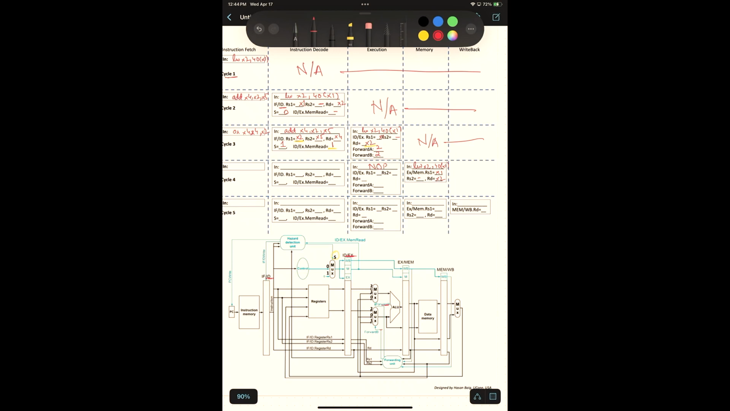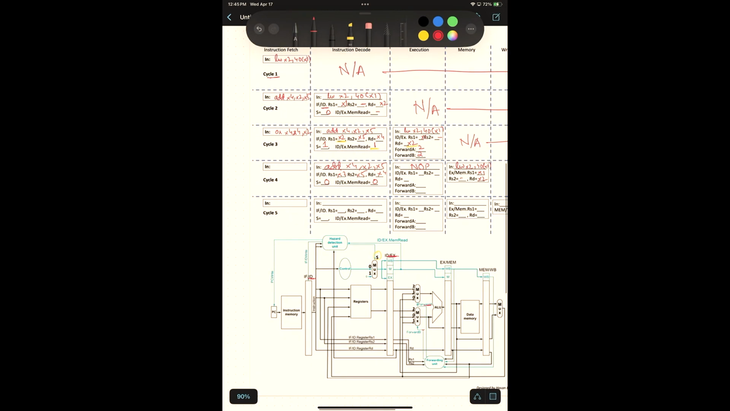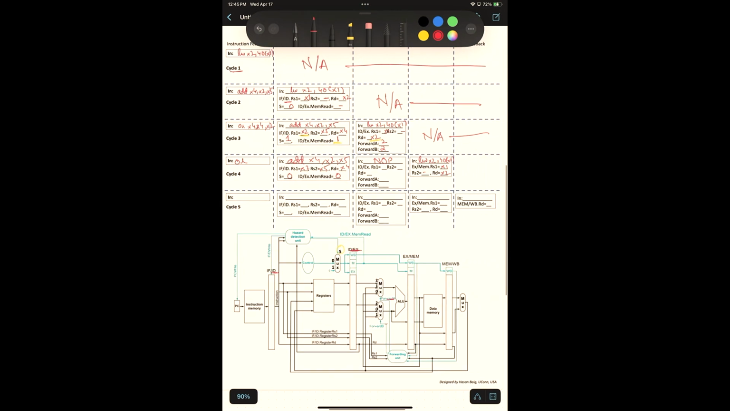Okay, what do I write here in the instruction decode phase? The same instruction will be retained here, add x4, x2, x5. And the same thing, x4, x5 and x2. And in this case, what will be the value of IDX memRead now? It will be 0 and S should be 0 as well. And here the same instruction OR will move forward then.